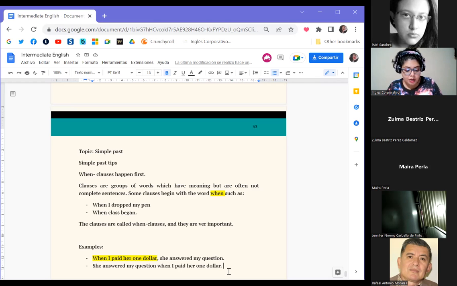Both of the examples above mean the same thing. First, I pay her $1 and then she answered my question. It is not important whether when I pay her $1 is at the beginning of the sentence or at the end of the sentence. However, the example below has a different meaning. First, she answered my question and then I pay her $1. So in this kind of explanation, you can see that it doesn't matter the position of the clause, but we can remind that there are different meanings because we are changing the order of the structure.